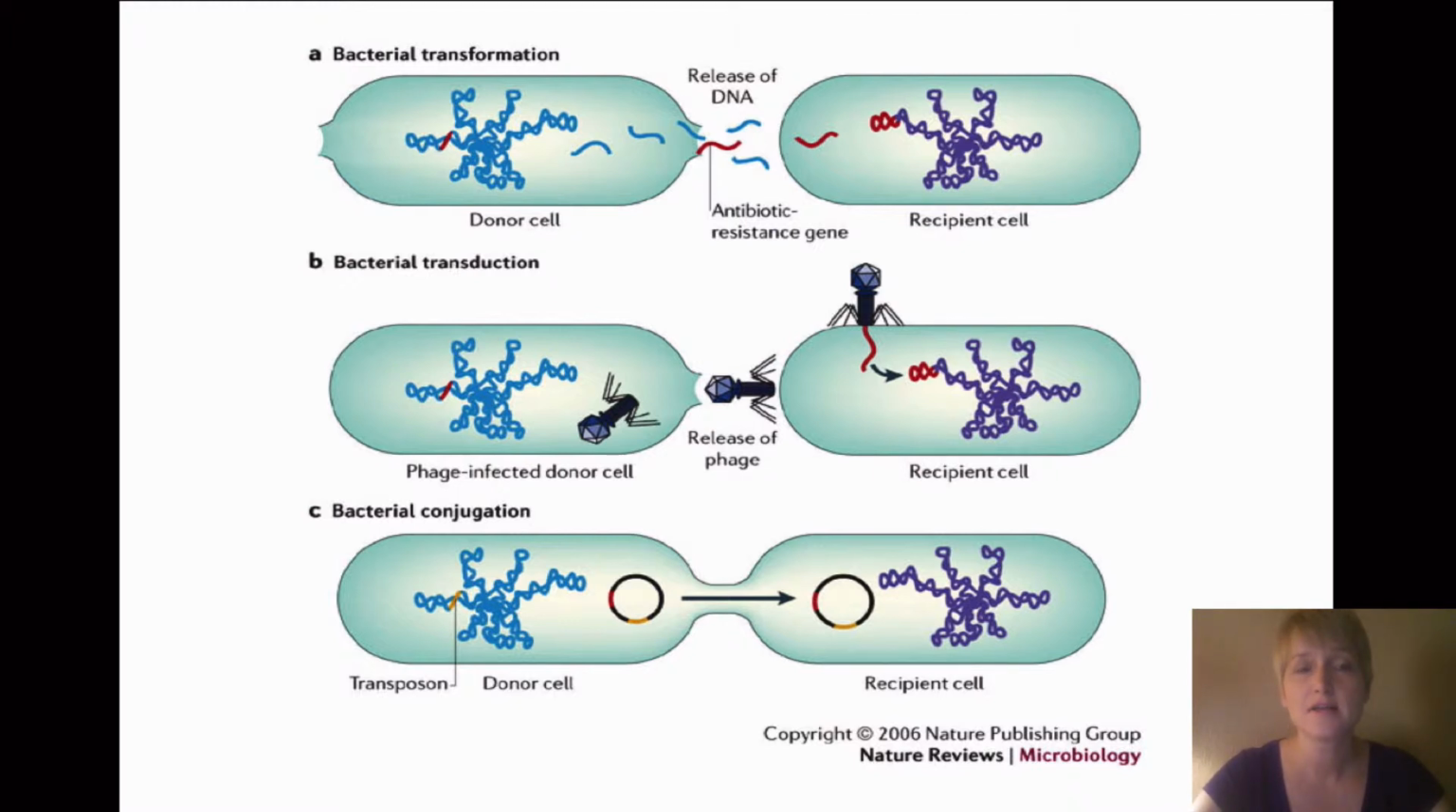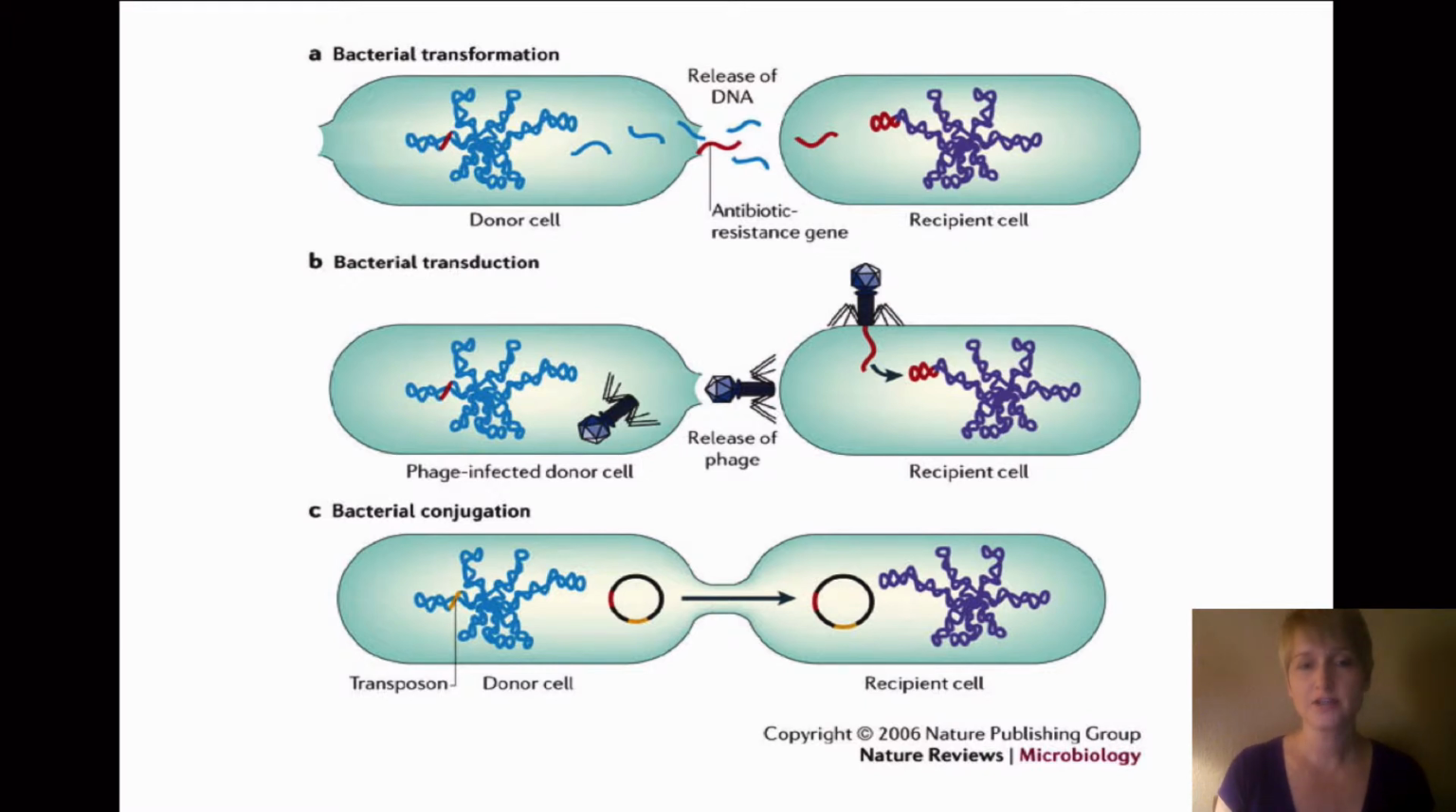Then the second one, or B, shown in this picture, is bacterial transduction. And what happens here is there's a phage, which is really just a virus that has infected the bacteria cell. And it has gone into the cell and picked up some of the DNA, and then it's released from the cell. And when it goes and infects another cell, it leaves some of that DNA in the other cell.